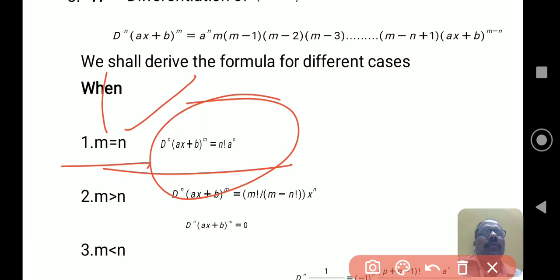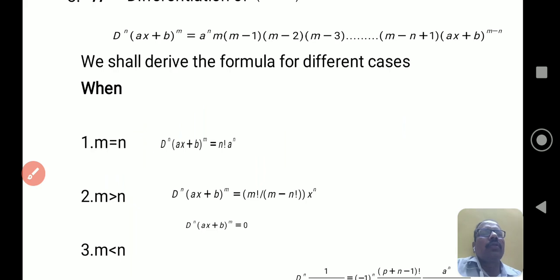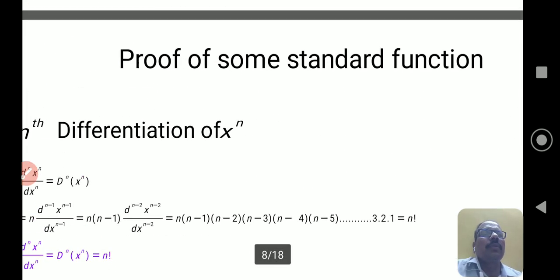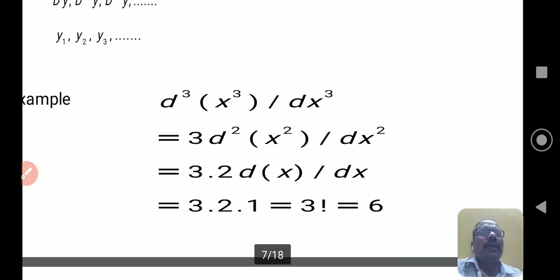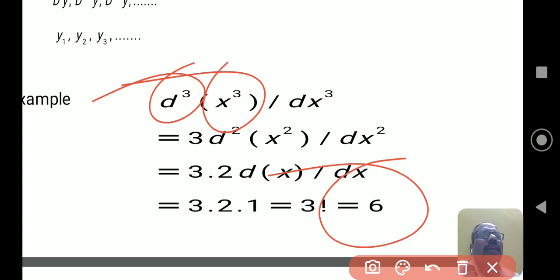We can take, if the order of the derivative is 2 and the power of the function is 2, if both are equal, then we can easily write the result as n factorial into a to the power of n, because a is repeated n times. A similar example: the order of the derivative is 3 and the function also has power 3. Finally, you can write it as n factorial, that is 3 factorial, which becomes 6. That is the beautiful example for that case.